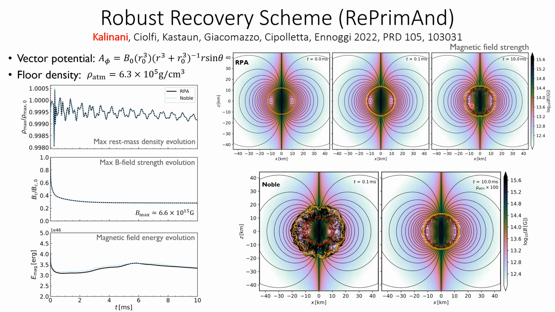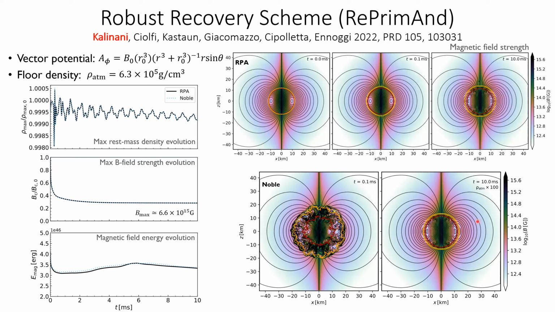If you try to evolve this system with a different conservative-to-primitive scheme, for example, the one in Spritz that was developed by Scott Noble, which solves a system of two equations with the Newton-Raphson scheme, then soon after starting the evolution we start to have problems, particularly near the surface of the star. You can compare this snapshot with this one. This is the same time, 0.1 millisecond after the start of the evolution.